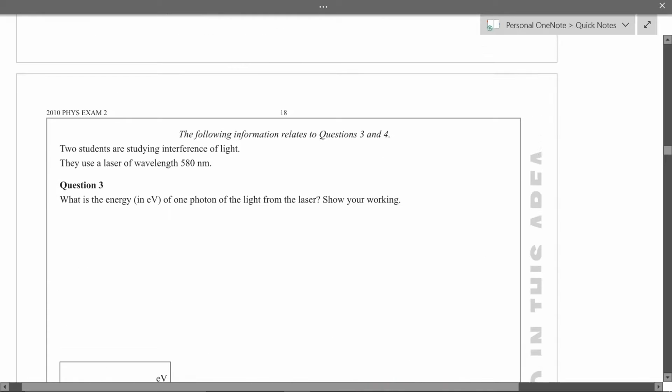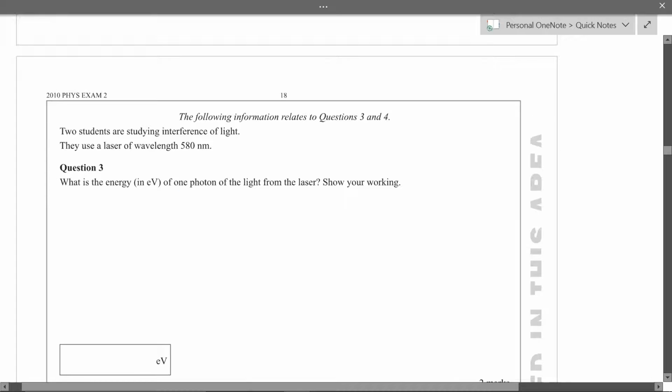Question 3. So there's a photon of the light in the laser. This is not a particle with momentum yet, so we use the de Broglie wavelength, and since the answer's in electron volts, h is also in electron volts. 580 times 10 to the negative 9, so that's like 2.14.